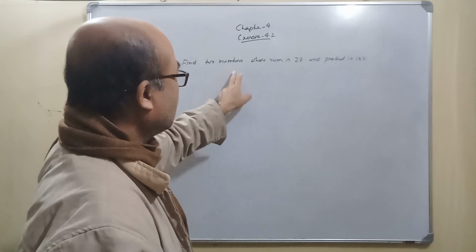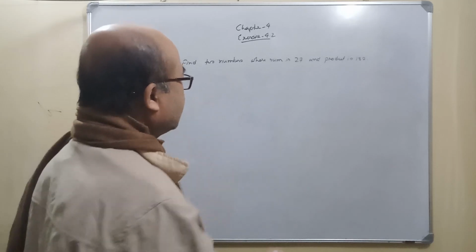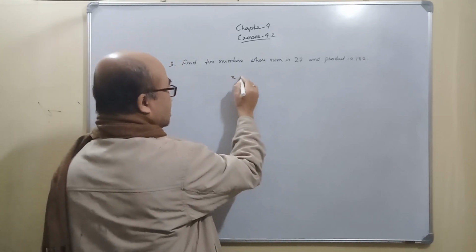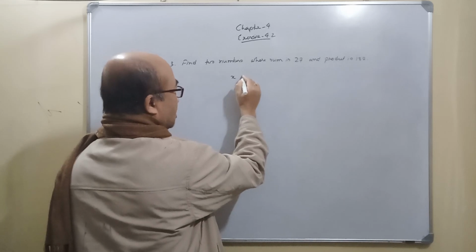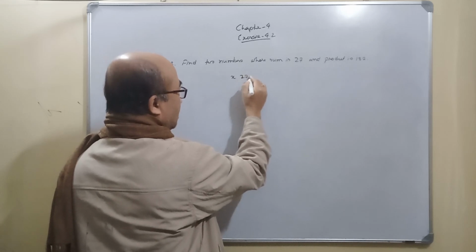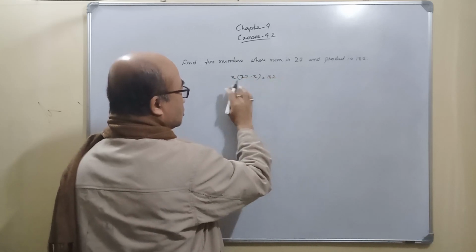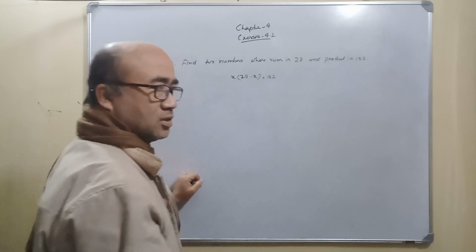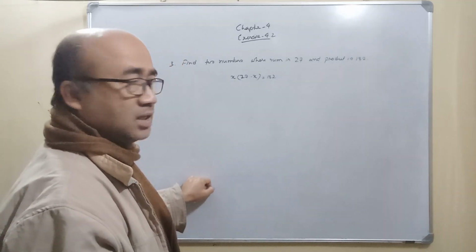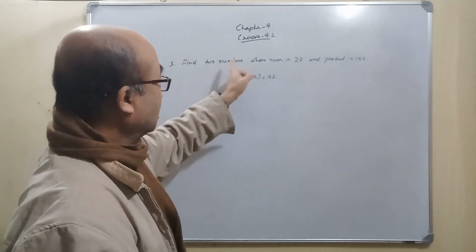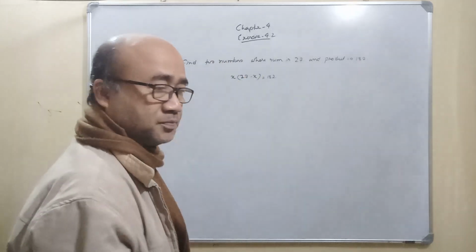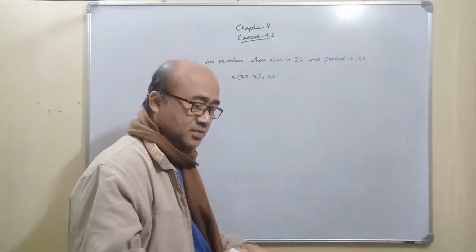This is pretty straightforward. Suppose one number is x, then the next number is 27 minus x, and the product of these two numbers is 182. So you get a quadratic equation, solve for x, and you get the solution, and you get the two numbers. So let us skip this question.